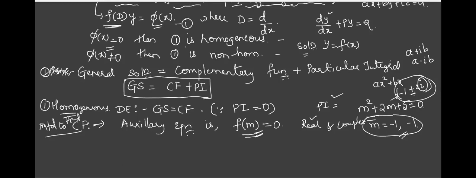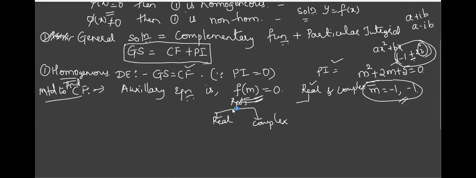Depending on the nature of the roots, we are going to write the CF part. You may get the roots as either real or complex. Only two cases are there for the study, real and complex. Again, when you have real, see in this case -1 and -1 are real, and are they same or are they different? Same, correct. So you may get it as real and equal.